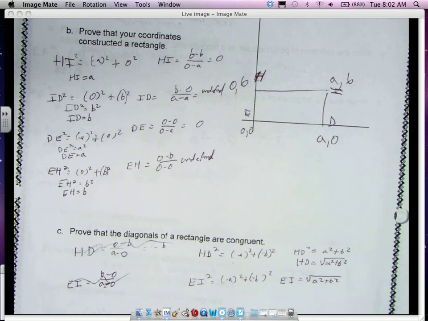I found that the slopes of HI were 0, the slope of ID was undefined, the slope of DE was 0, and the slope of EH was undefined. So opposite sides are congruent, opposite sides are parallel, and consecutive sides are perpendicular. Okay. Any questions about B for number 3?